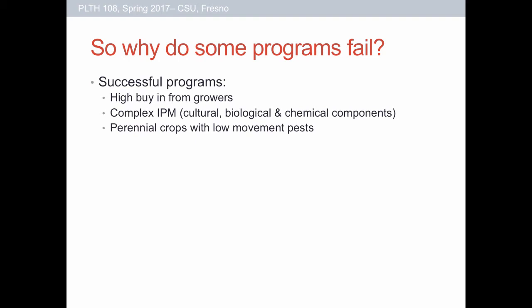Similarly, complex IPM tends to do better than simple IPM. If you think of that spectrum we talked about, moving from biologically based approaches and moving from things that are non-intensive, right?